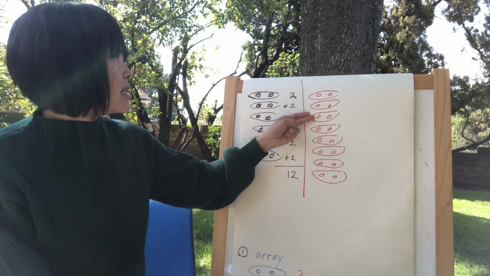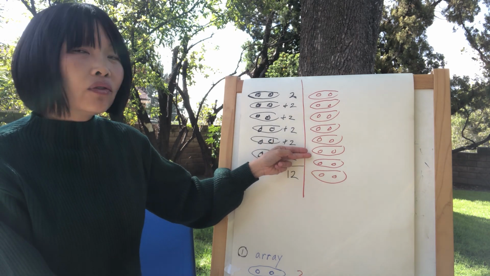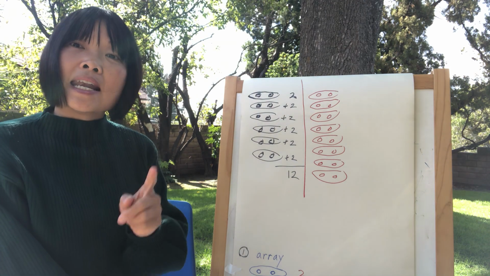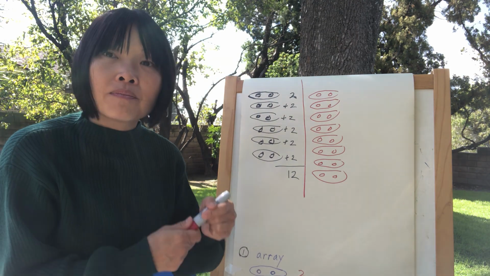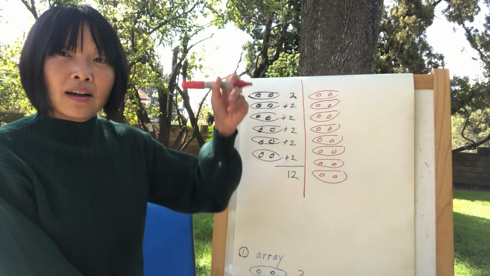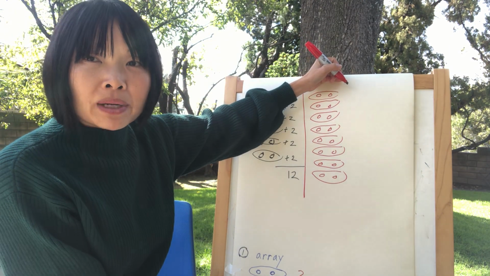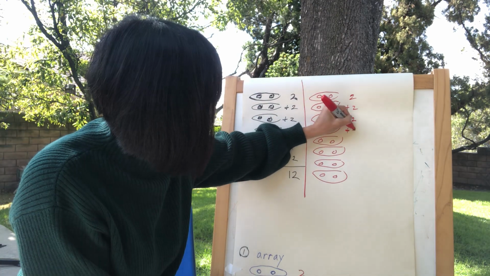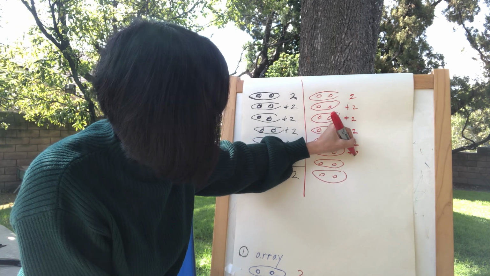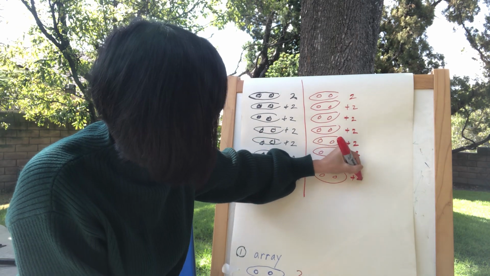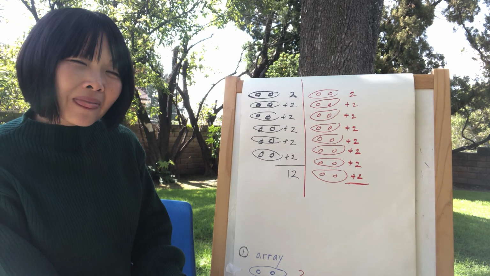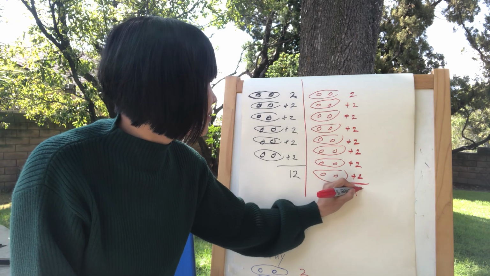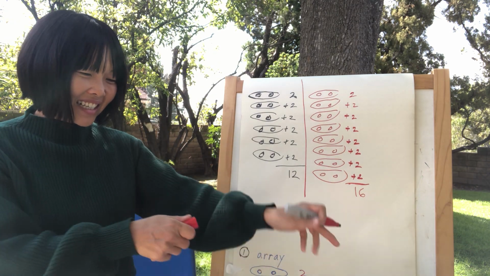2, 4, 6, 8, 10, 12, 14, 16. Yay, 16. Good. Now, I want you to do this extra right here and write down the numbers to show repeated addition. 2 plus 2 plus 2 plus 2 plus 2 plus 2 plus 2 plus 2 is equal to 2, 4, 6, 8, 10, 12, 14, 16. All right, good work, Andrew!